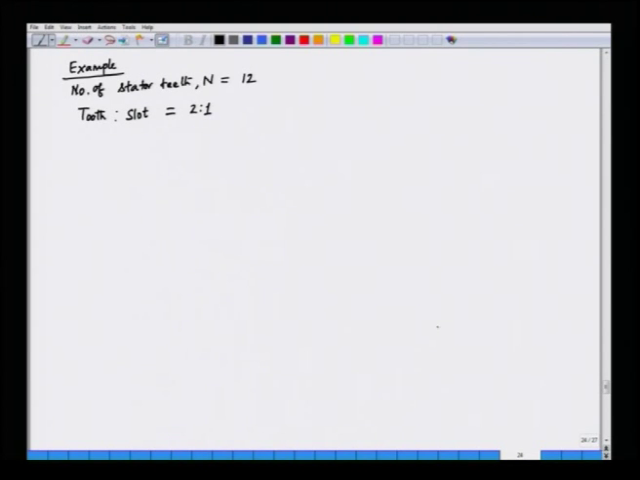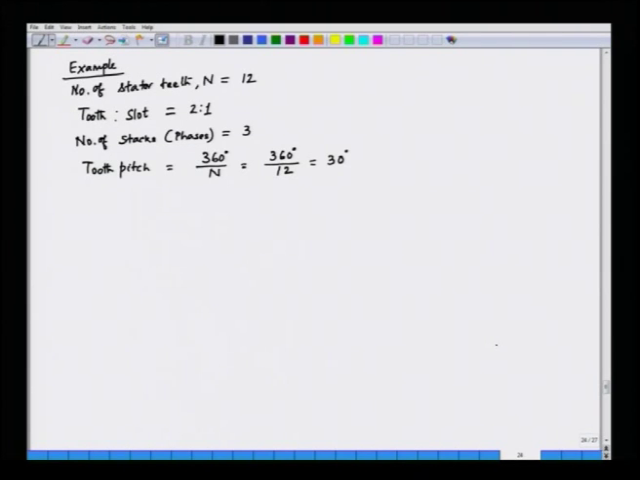Now, if this is the situation, and again we have three stacks, number of stacks or the phases is equal to 3. So, what is the tooth pitch here? Tooth pitch is equal to 360 by N. N is 12 here. So, we will have 360 by 12, that is equal to 30 degrees. So, the tooth pitch in this case is 30 degrees.